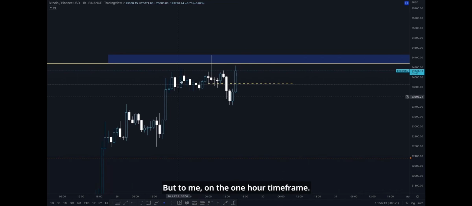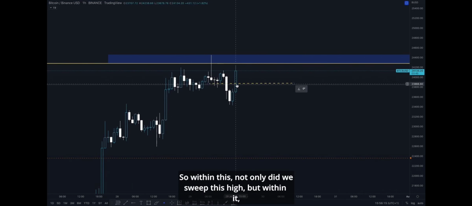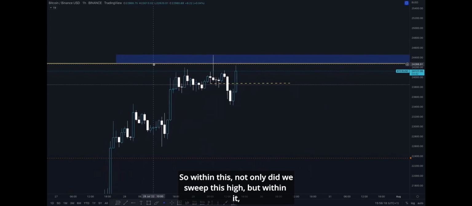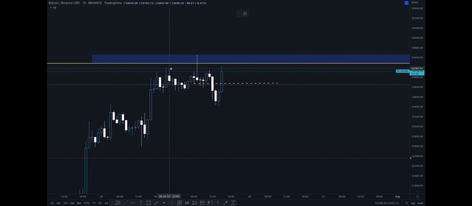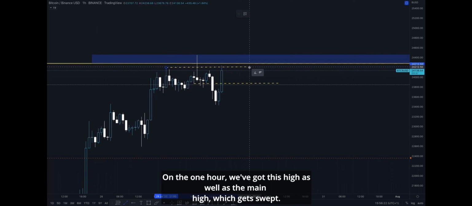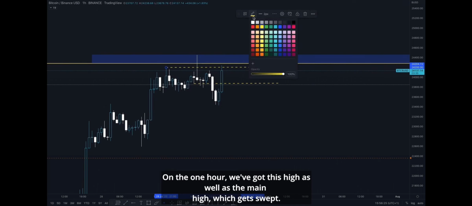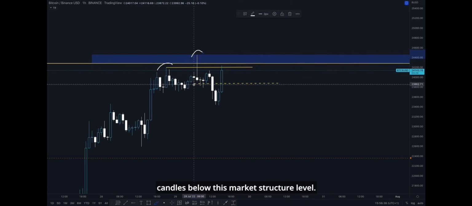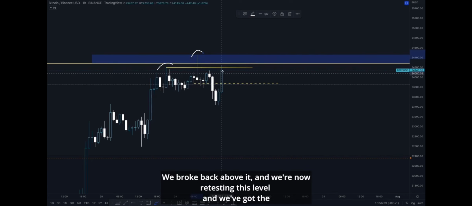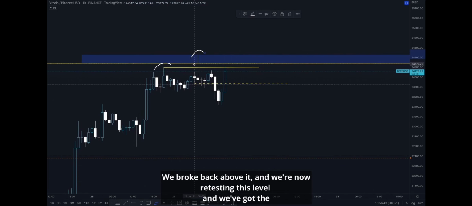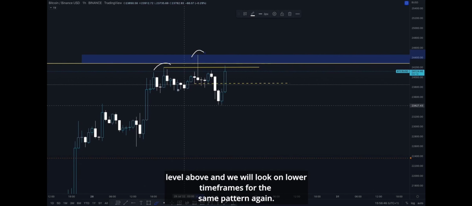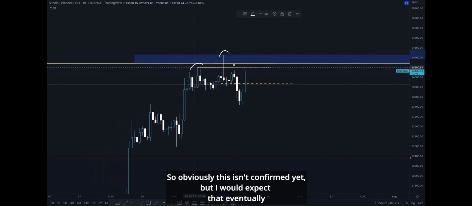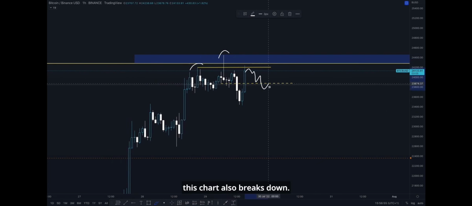But to me, on the 1 hour time frame, not only did we sweep this high, but within it, we've also got another setup. So we're getting a double confluence. On the 1 hour, we've got this high, as well as the main high, which gets swept. And we have shoulder, head, break down below, convincingly close multiple hour candles below this market structure level. We broke back above it, and we're now retesting this level, and we've got the level above, and we will look on lower time frames for the same pattern again. So obviously this isn't confirmed yet, but I would expect that eventually this chart also breaks down.